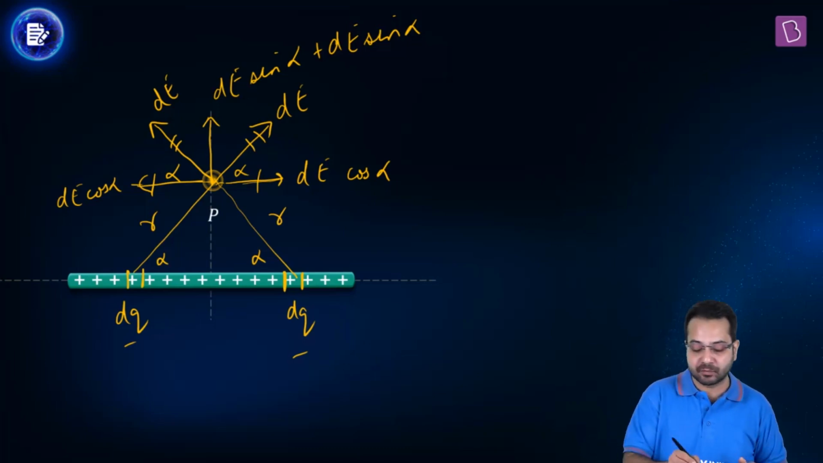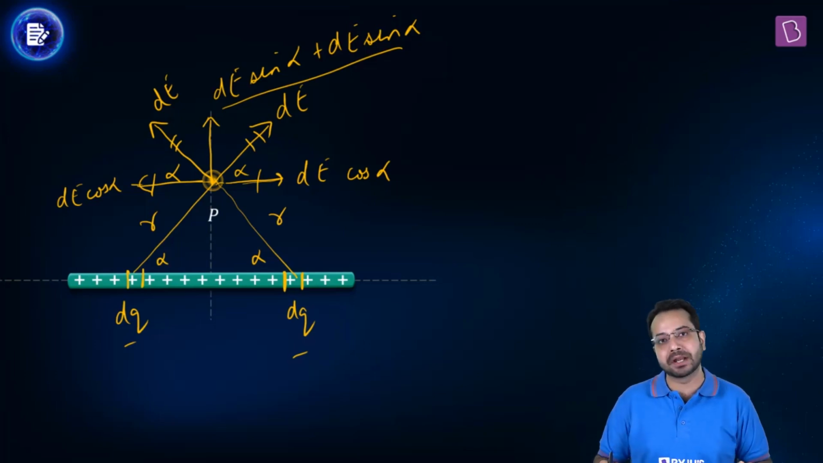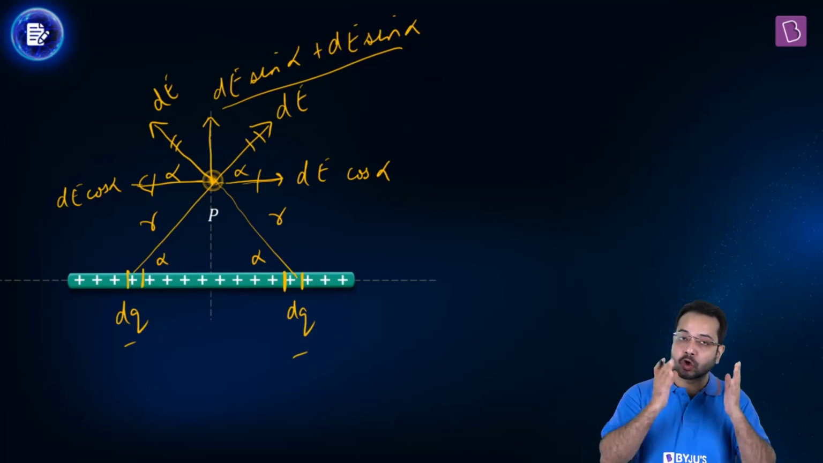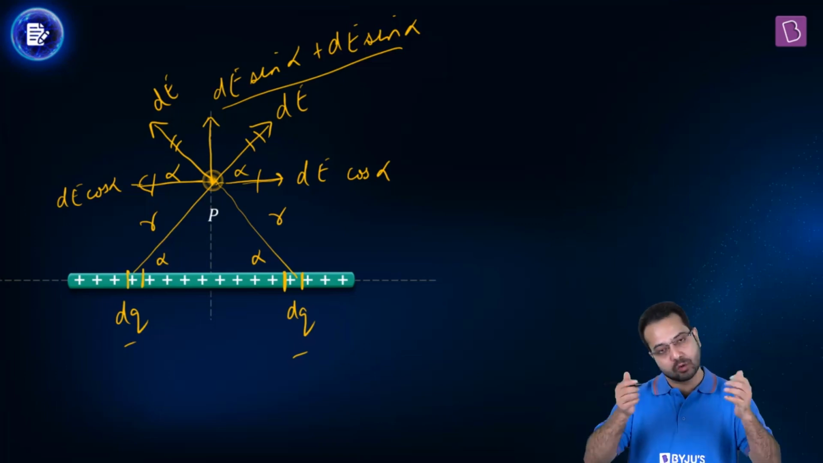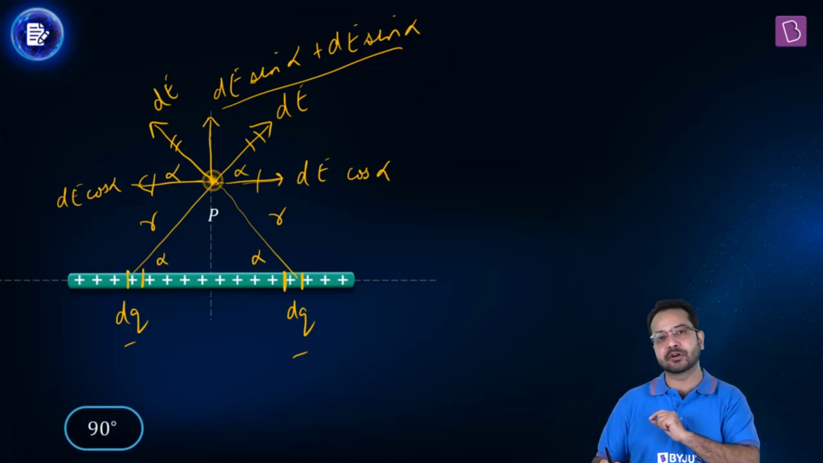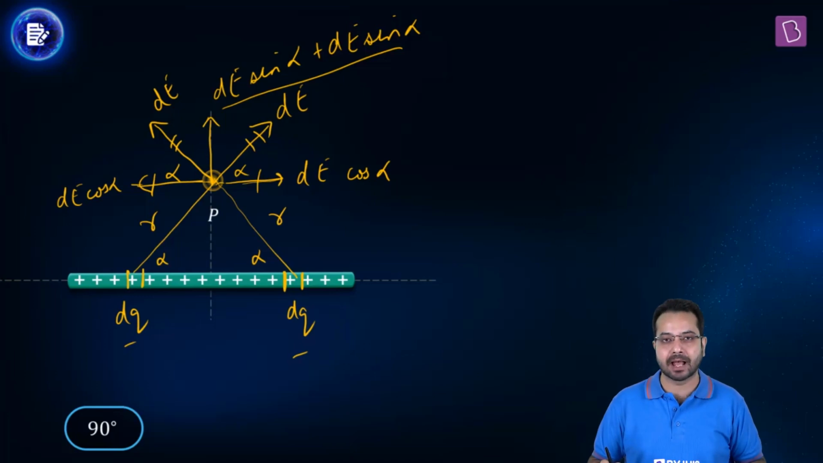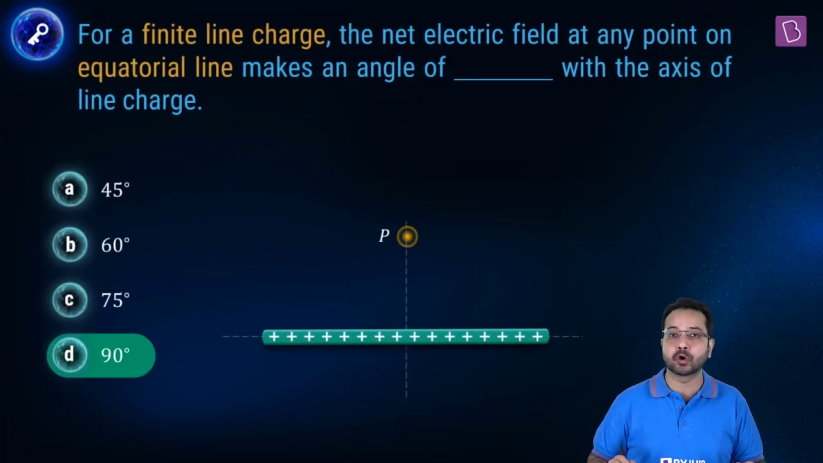So what are we left with? We are left with 2 dE sin alpha in what direction? In the perpendicular direction. So on any point on the equatorial line, the electric field is going to be perpendicular to the line charge. What does it mean? It means that the angle between the line charge and the net electric field is going to be 90 degrees. Absolutely. All right, so let's have a look at the options. So option D is going to be the correct option.